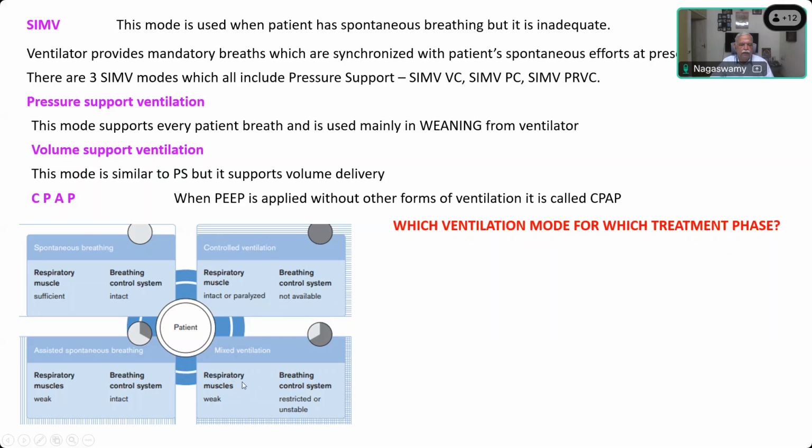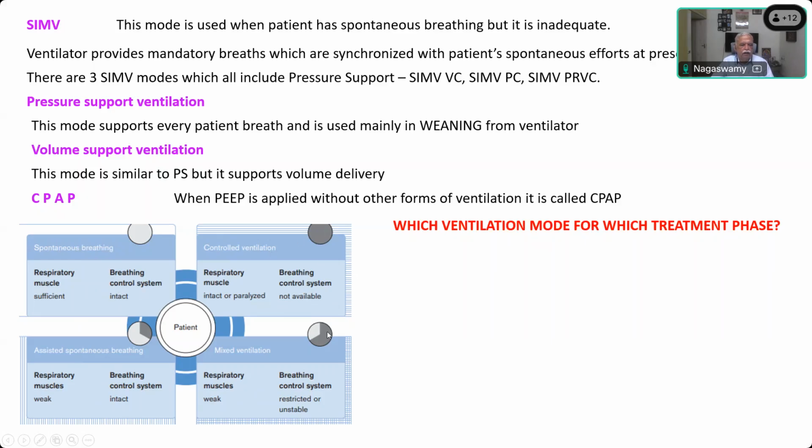Now, once the patient's muscles recover, respiratory muscles are improving but they are weak, and the breathing controls are restricted or unstable, then you go for partial support, that is called mixed ventilation. And once the patient's effort muscles are still weak, but breathing control has been established and he is trying to breathe spontaneously, then you go for assisted spontaneous breathing. And once the patient's muscle power is quite sufficient and he gets back all the breathing system controls, then you allow him to breathe spontaneously and do a spontaneous breathing trial, and then try to extubate the patient.